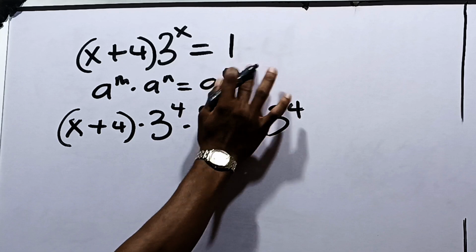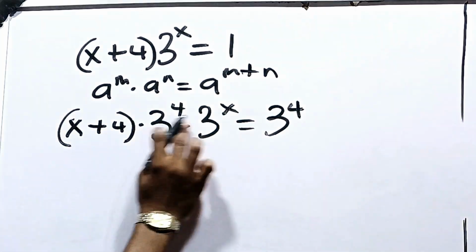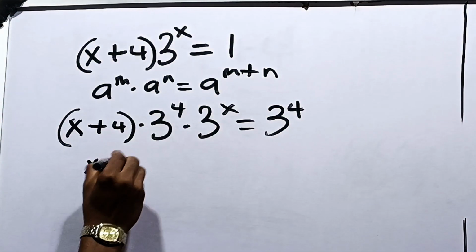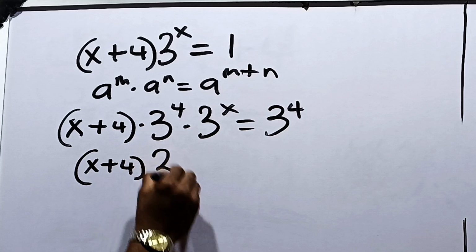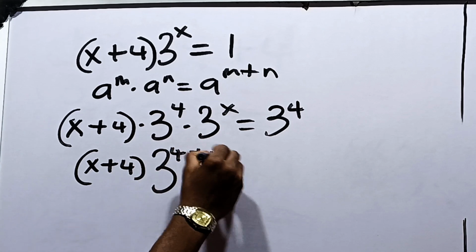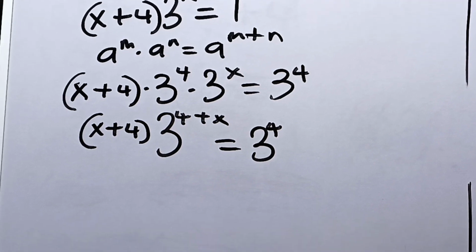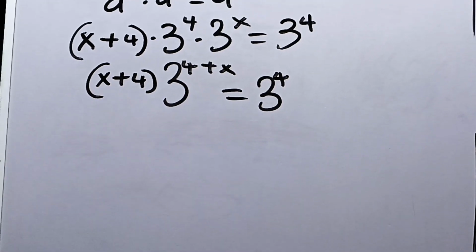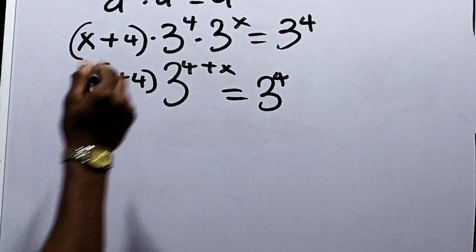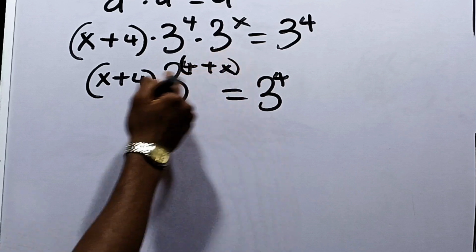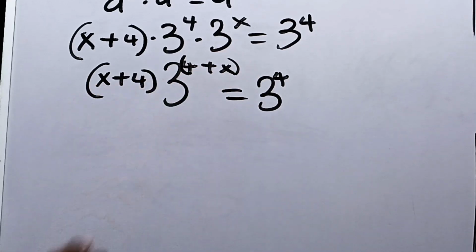So this is plus n. So we are doing the same thing here, we're going to have (x + 4) multiplied by 3^(4+x), okay? And this is equal to 3^4. Alright, now moving on from here, you can say now that we have at least this looking alike, okay? So this is x + 4 here.